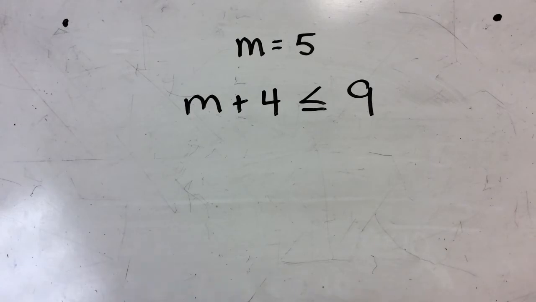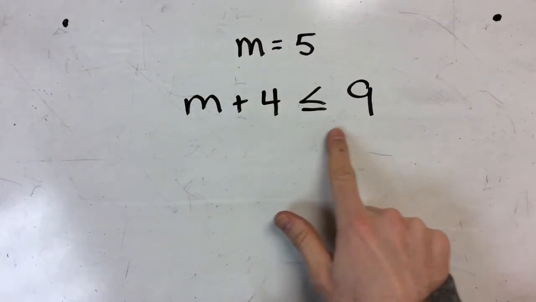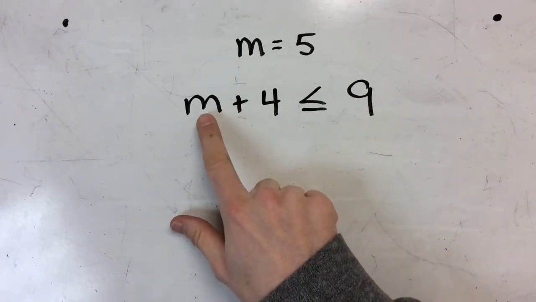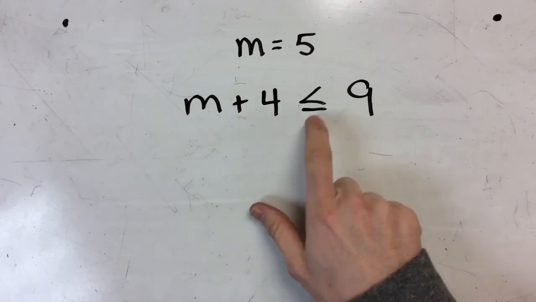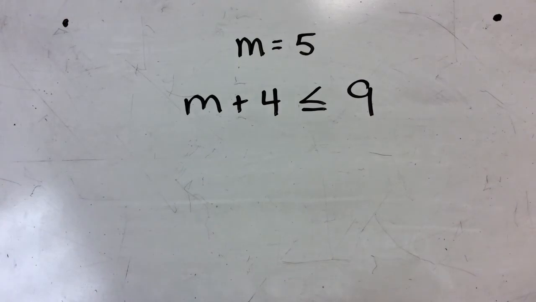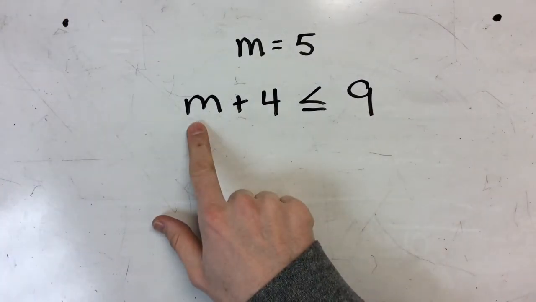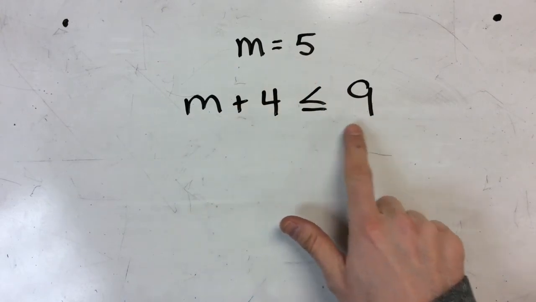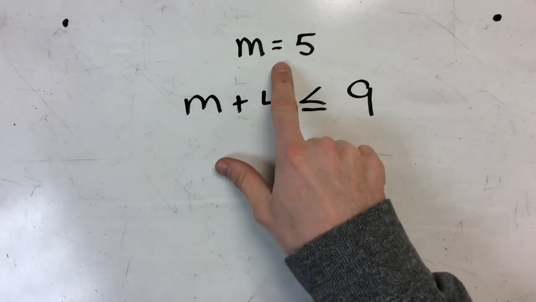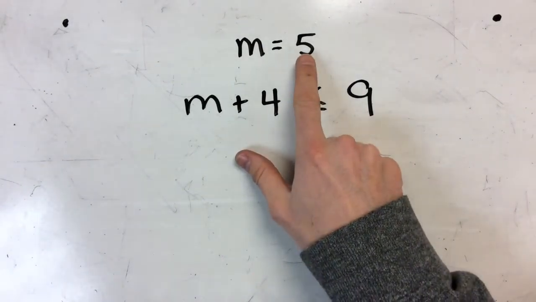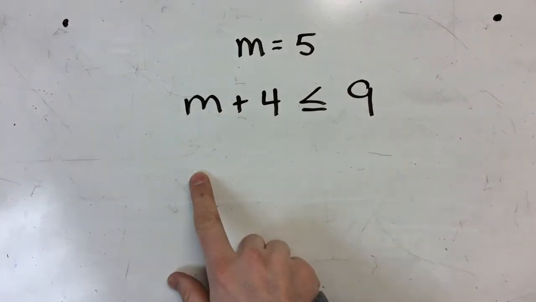One last thing. Let's use our knowledge to answer a different type of question. Right here we've got a sentence that's neither true nor false because we have a variable inside. This says m plus 4 is less than or equal to 9. Now we don't know whether it's true or false yet because we don't know what m is. But up here we're going to try a certain value of m. Is this sentence true if m is equal to 5? Here's how we find out. We substitute the 5 in for the m.